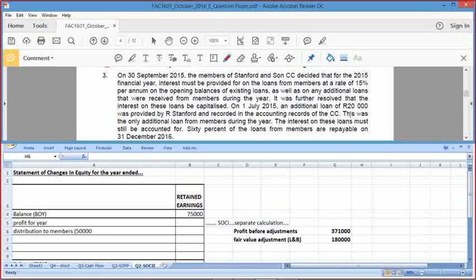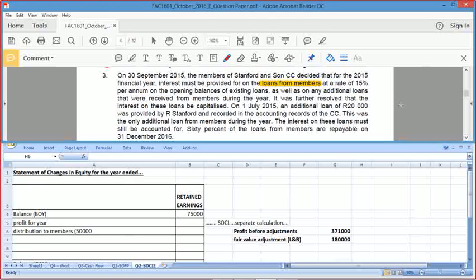Number 3 says, on the 30th of September 2015, the members of Stanford & Son decided that for the 2015 financial year, interest must be provided for on the loans from members at the rate of 15% per annum. So it's loans from members at 15% per annum, on that amount of 100,000 Rand, on the opening balances of existing loans.